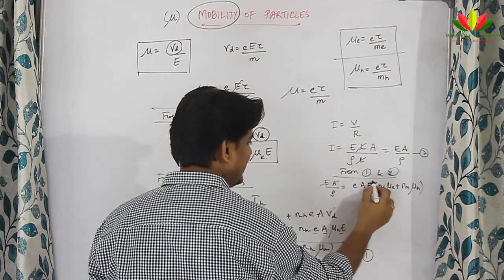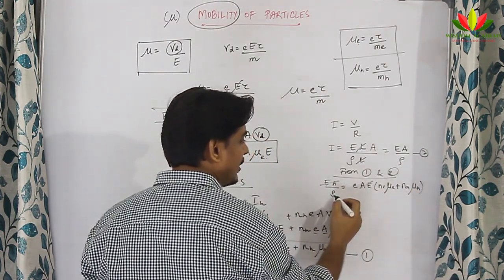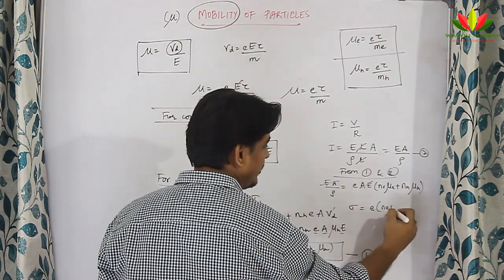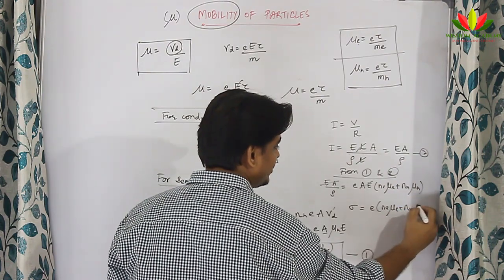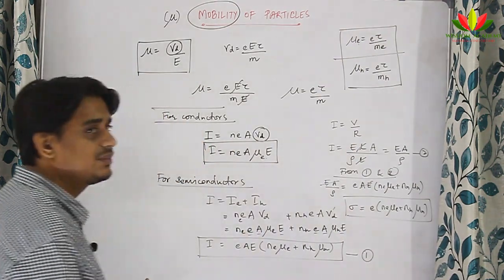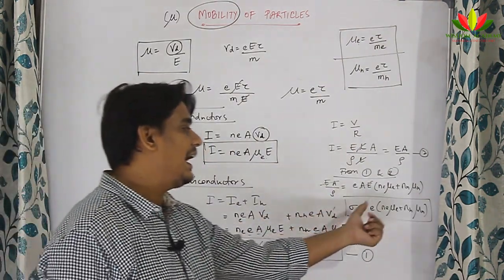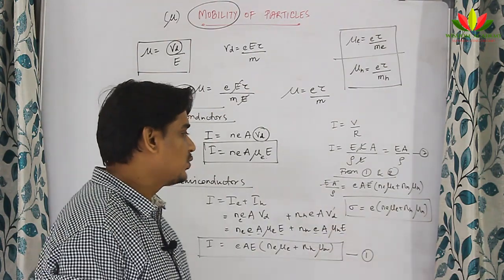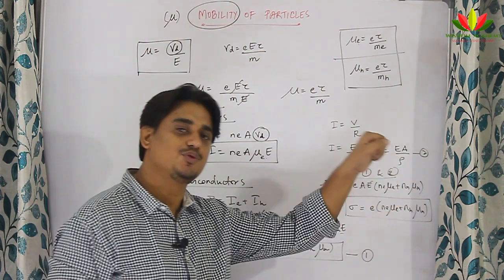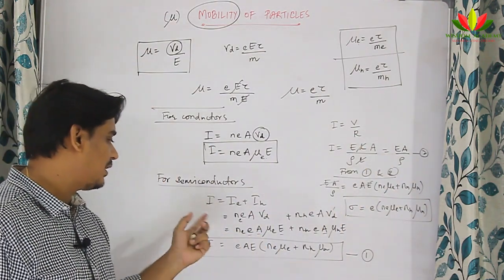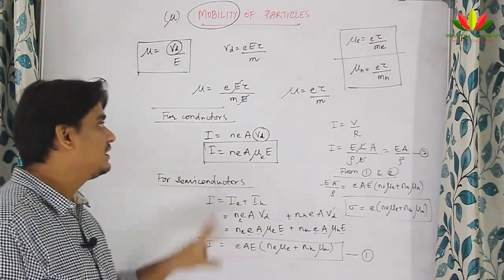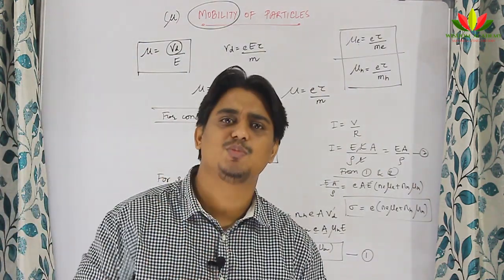So here EA gets cancelled, and what is 1 by rho? 1 by rho is conductivity. So conductivity is equal to E into Ne mu E plus NH mu H. This is the relationship between the conductivity and the mobility. So the formula for conductivity of a semiconductor with mobility is this, and these things are very important for numericals. Let us see some numericals based upon this.